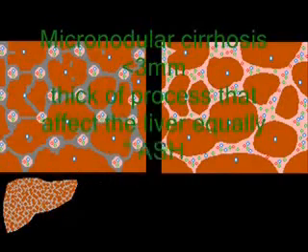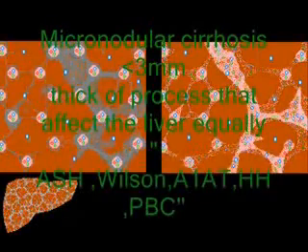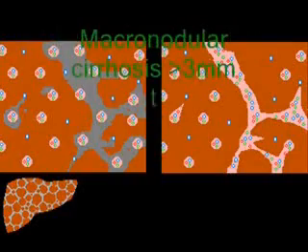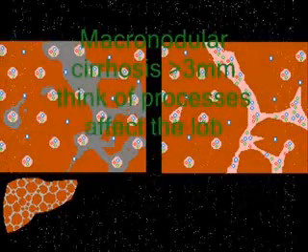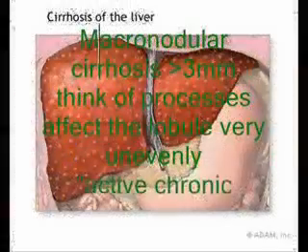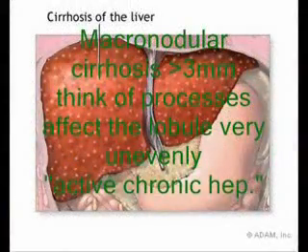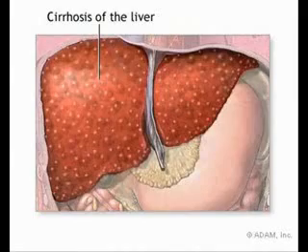Please note that micronodular cirrhosis occurs in processes that affect the liver equally, while on the other hand the macronodular cirrhosis is from processes that affect the liver unequally, such as active chronic hepatitis.